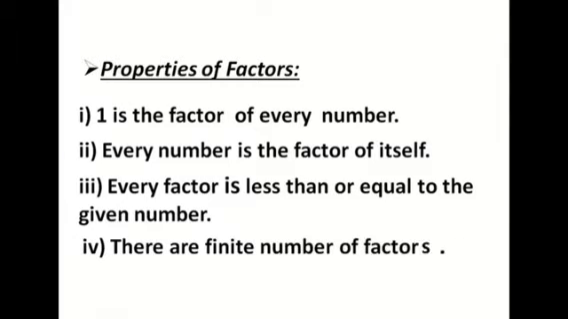Next point, there is a finite number of factors. Finite means it's not endless. You can count how many numbers there are. So that example I'm repeating again. If I think about 15, the factors are 1, 3, 5 and 15. So there are 4 factors. You can tell how many factors there are for that number. Okay. So these are the 4 important properties of factors.